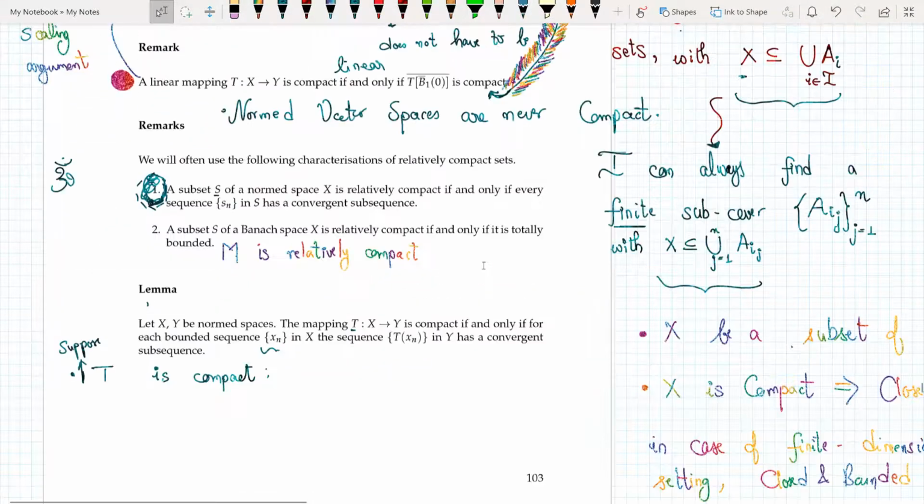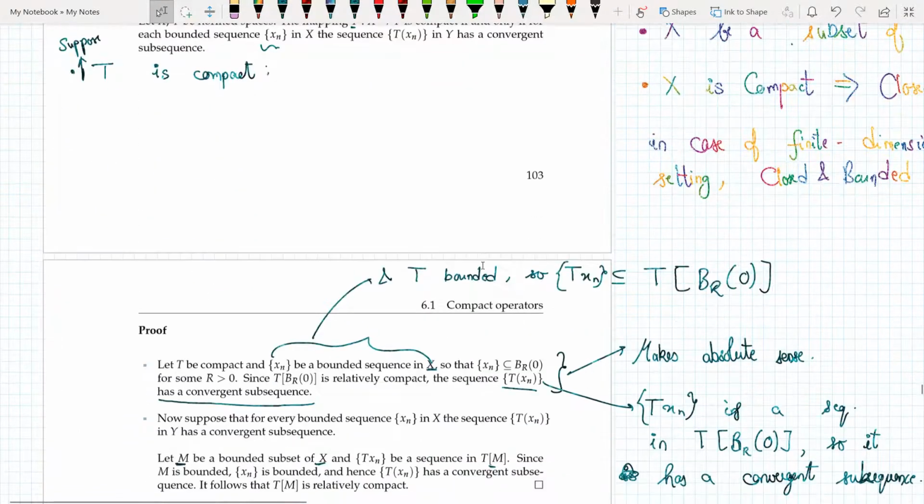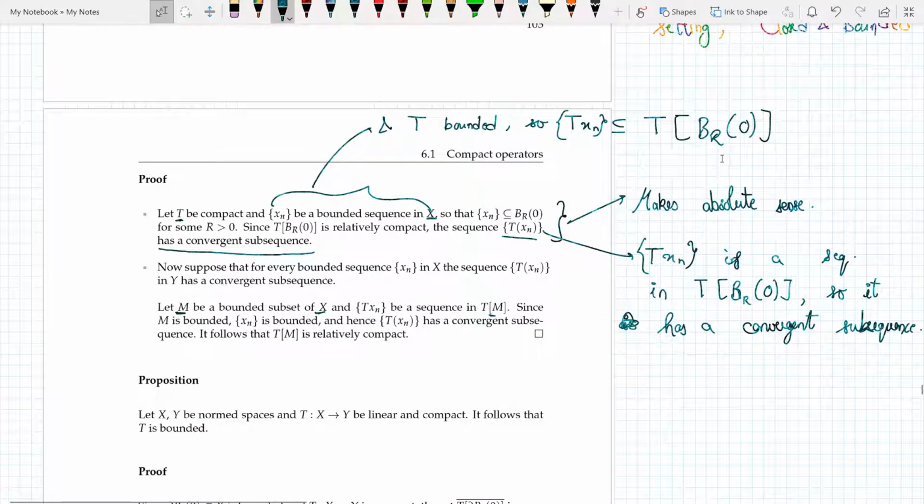We have to prove two ways. We have to prove that if T is compact, then for each bounded sequence xn in X, the sequence Txn in Y has a convergent subsequence. So how would we prove that? We start by assuming that T is compact, and we say let xn be a bounded sequence in X. What do I mean by bounded sequence in X? It just means that if you take the modulus of anything, it is less than some quantity, say M.